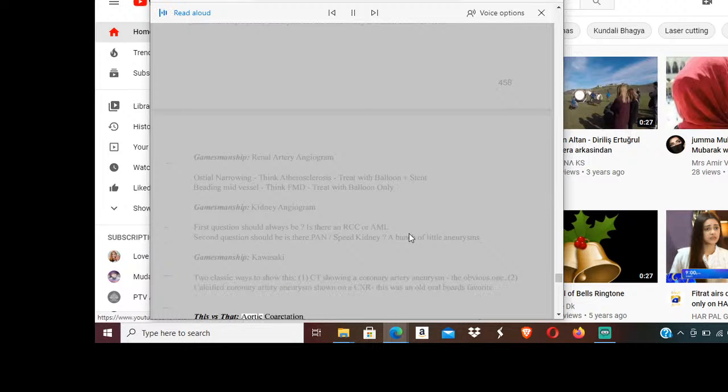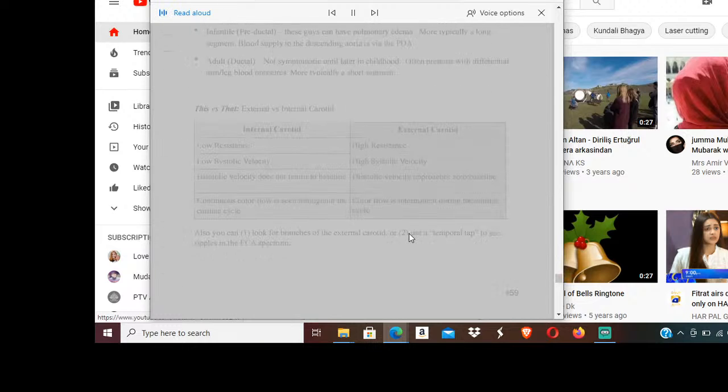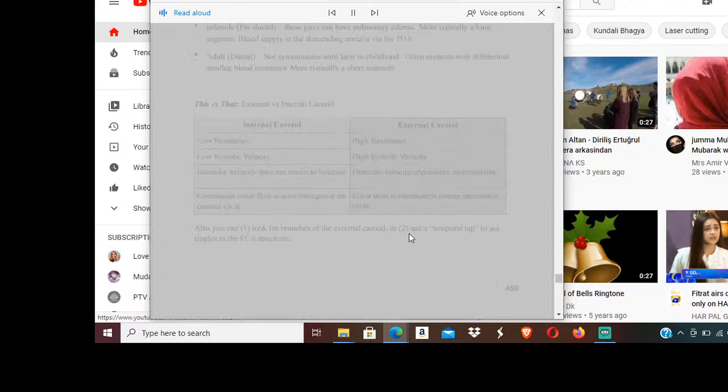This vs that: aortic coarctation. Infantile, preductal: these guys can have pulmonary edema. More typically a long segment. Blood supply to the descending aorta is via the PDA. Adult, ductal: not symptomatic until later in childhood. Often presents with differential arm/leg blood pressures. More typically a short segment.